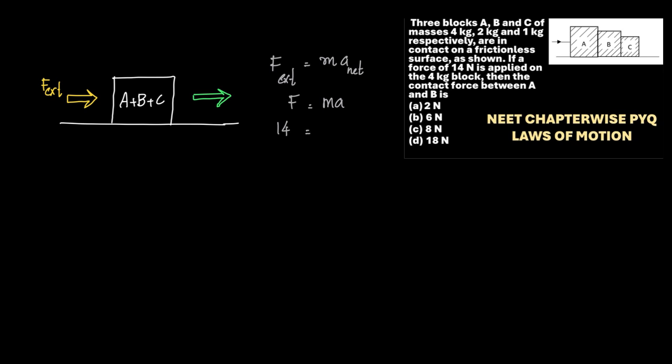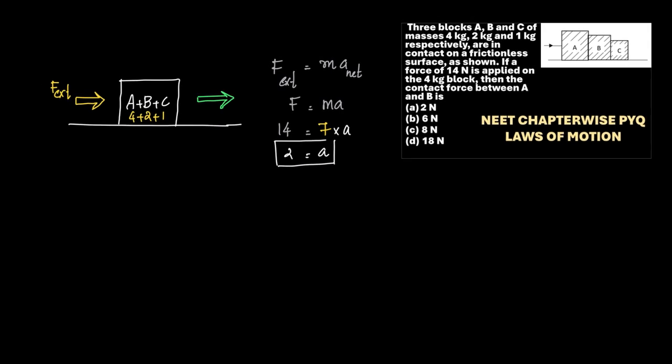And what is the mass equal to? It is 4 plus 2 plus 1, so we have 4 kilogram plus 2 kilogram plus 1 kilogram. So the mass is actually 7 kilogram into acceleration, and therefore acceleration is 14 by 7, which is 2. So the acceleration is 2 meter per second square.